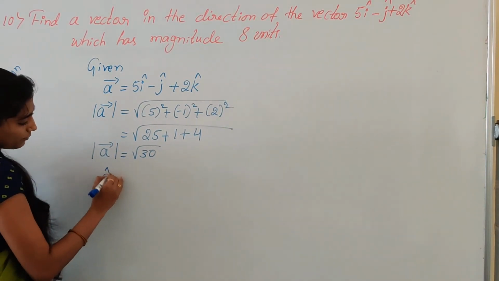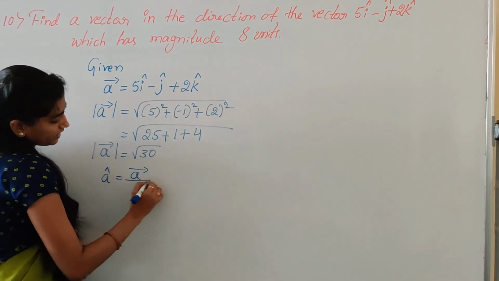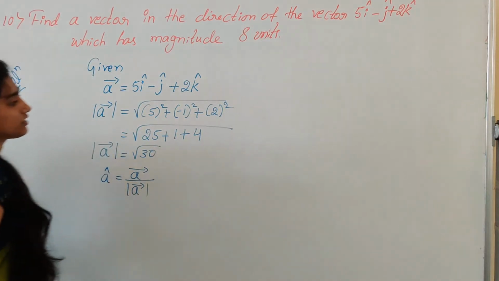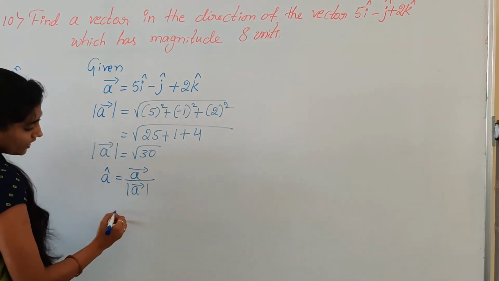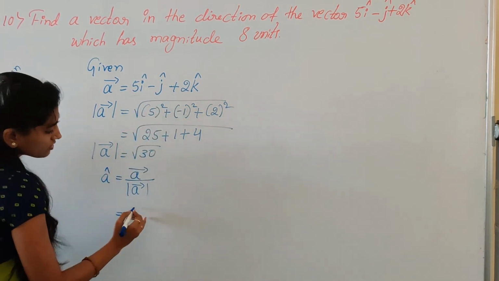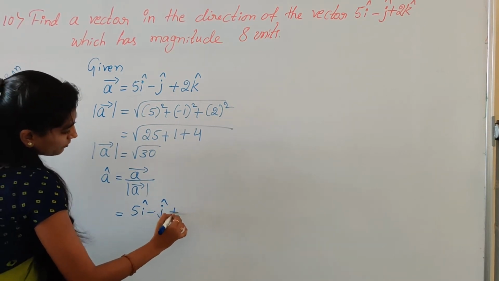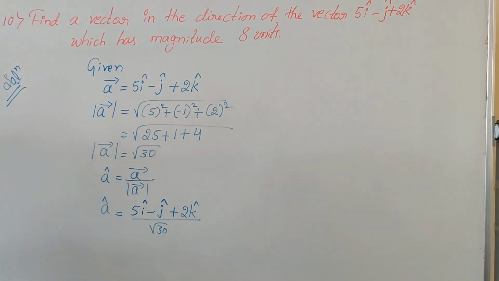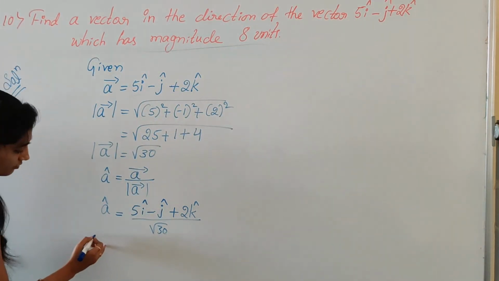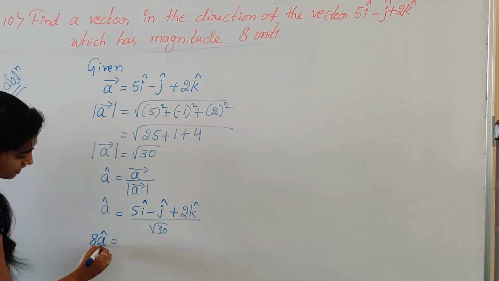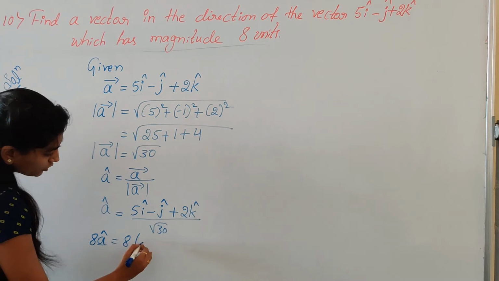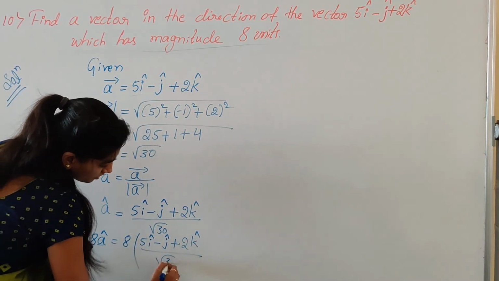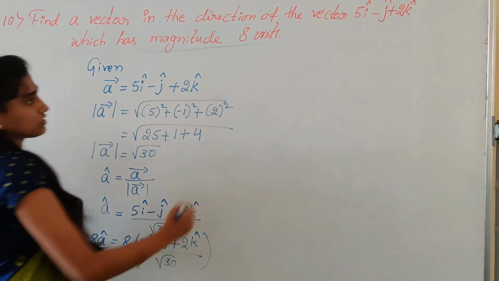Now find out A cap. A cap is equal to vector A divided by magnitude of vector A, because we have to find a vector in the direction of the vector A. So here A cap is equal to vector A divided by magnitude of vector A. The vector A value is 5 i cap minus j cap plus 2 k cap divided by square root of 30. This is A cap. But here they have given magnitude 8 units, which means we have to multiply this with 8. So 8 into 5 i cap minus j cap plus 2 k cap divided by square root of 30.